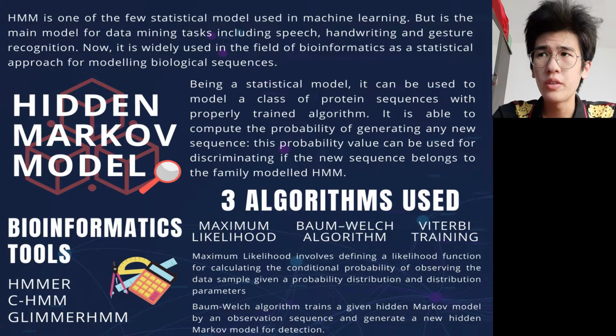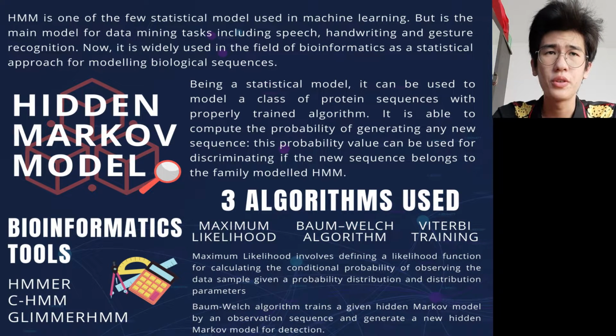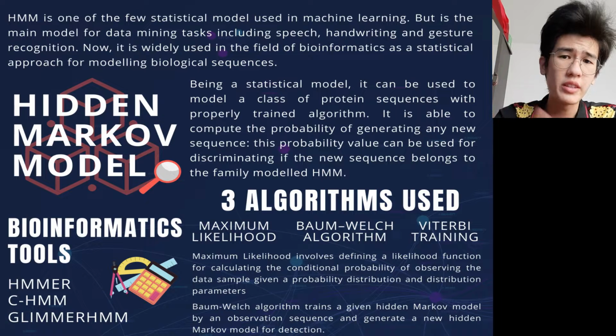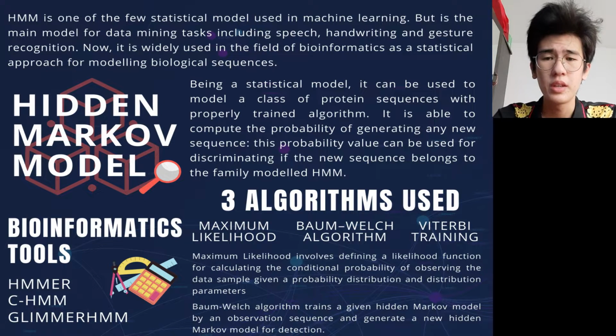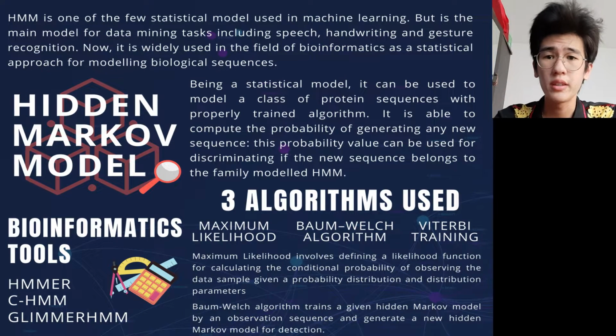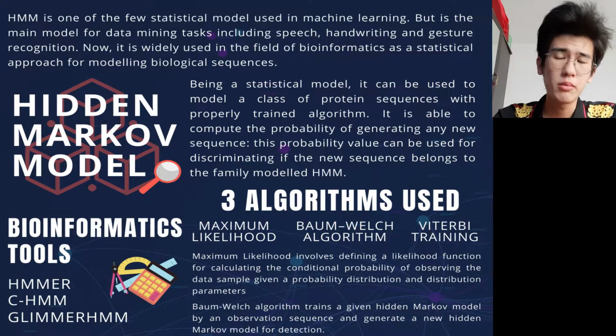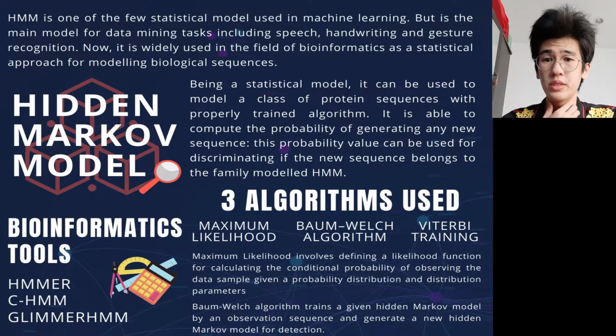Before bioinformatics, HMM was actually used for speech, handwriting, and even gesture recognition. It is a very good algorithm, especially for speech. Like Stephen Hawking, how he is able to speak through the machine is actually using an HMM algorithm. The algorithm can predict what his body is trying to say from his throat here.